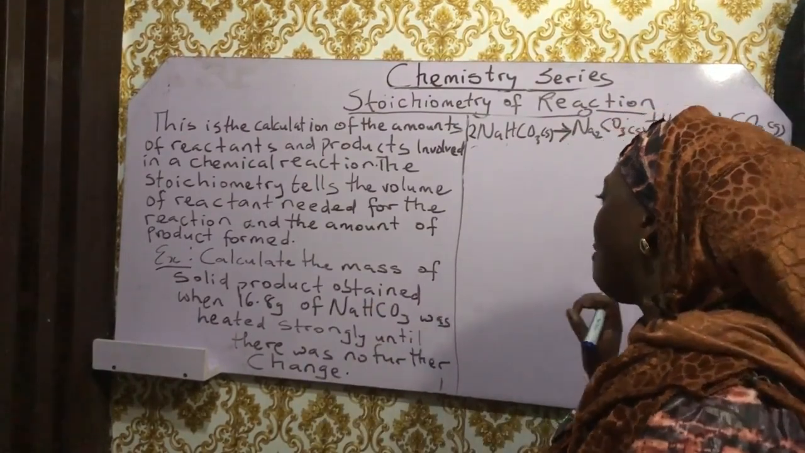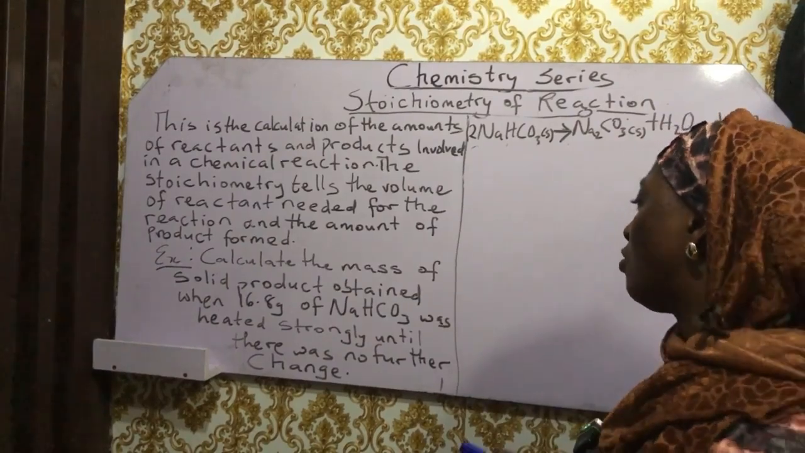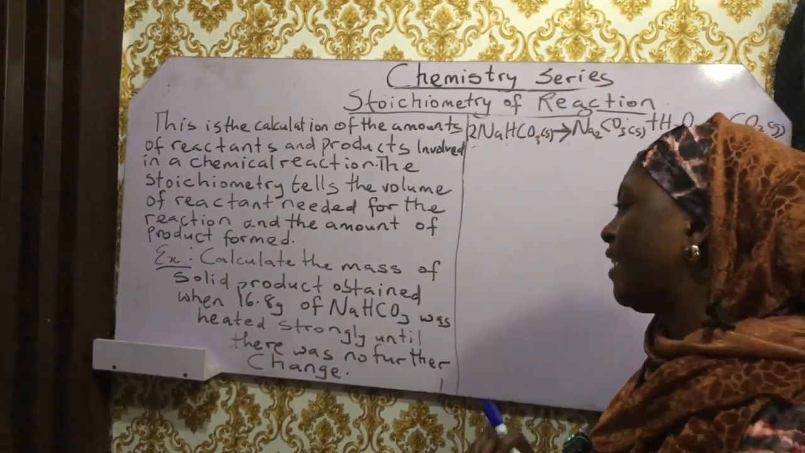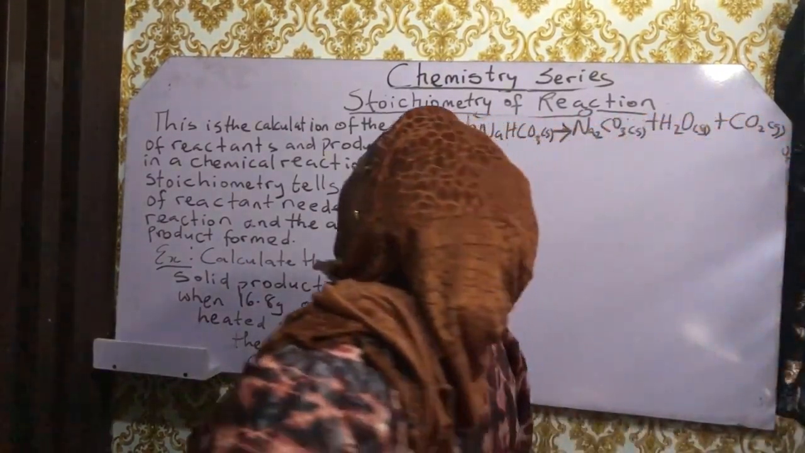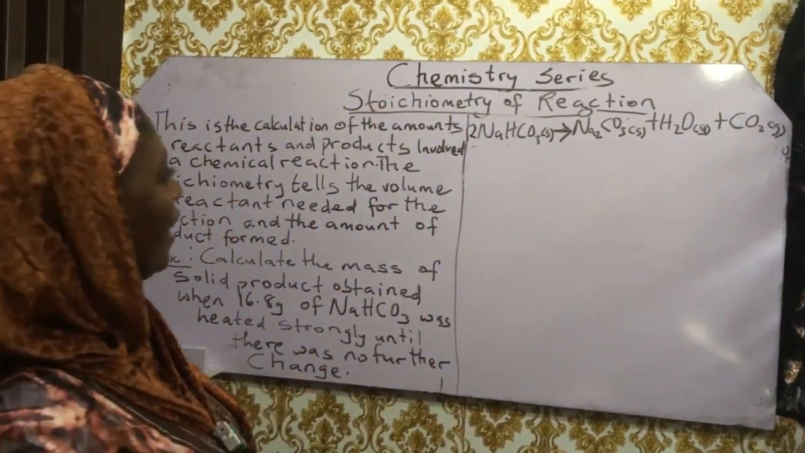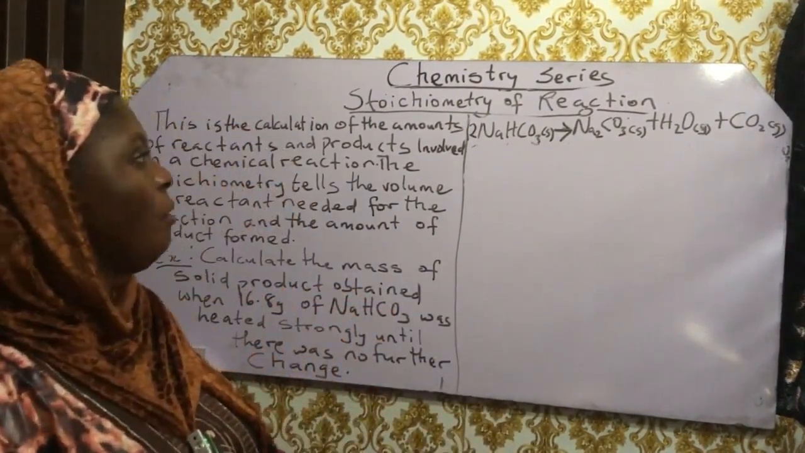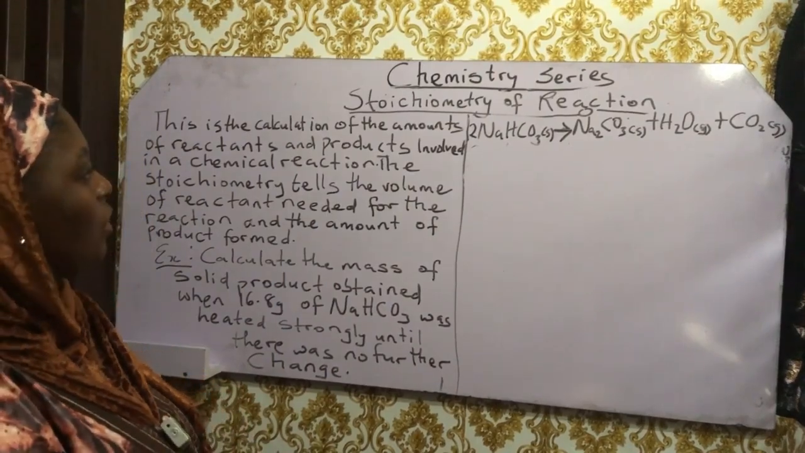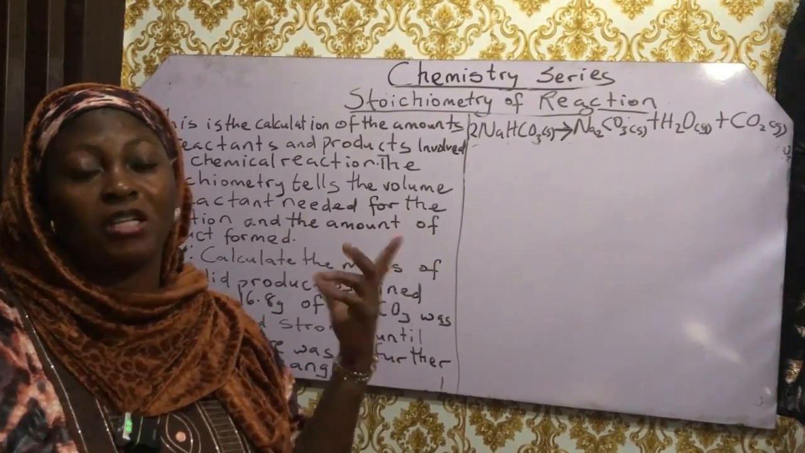We are to calculate the mass of solid products obtained when 16.8 grams of sodium hydrogen carbonate was heated strongly until there was no further change. Now we have an equation for the reaction: 2NaHCO3 solid gives Na2CO3 solid plus H2O gas plus CO2 gas. The first step is to check if this equation of reaction is balanced.